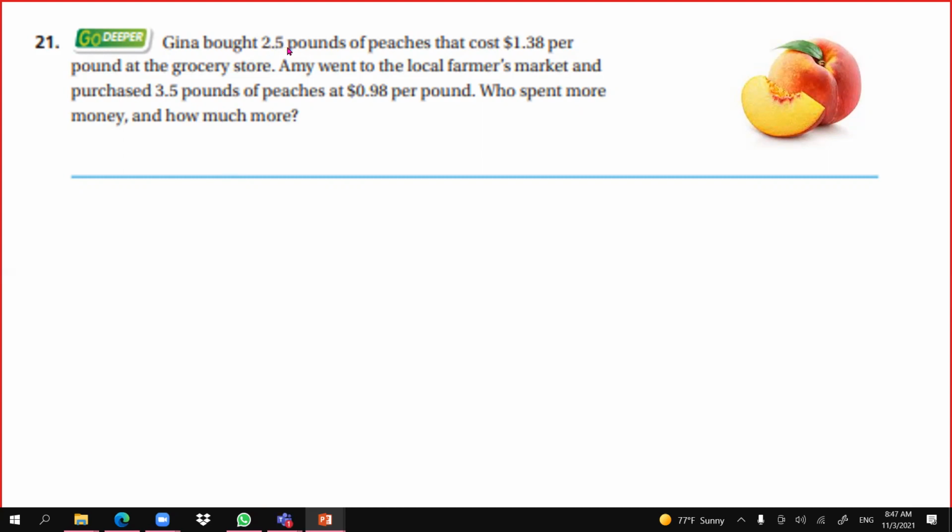Gina bought 2.5 pounds of peaches that cost $1.38 per pound at the grocery store. So she bought peaches and they go to the grocery store. They ask the salesperson how much it costs. They told her that each pound is $1.38. She told him, okay, I want to buy 2.5 pounds.